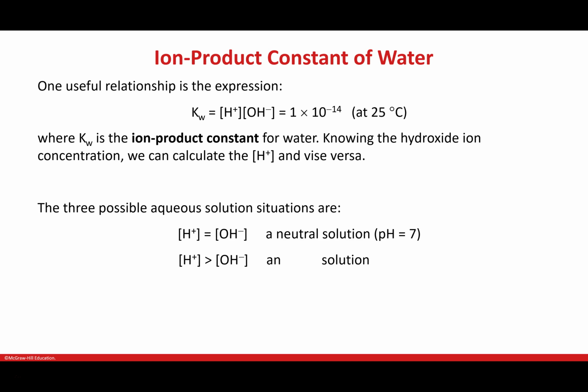It's acidic, yep. And so will your pH be greater than or less than 7? Less than. pH is less than 7, yep. Very good. So the third scenario is where your H plus is less than your OH minus, and you must have a basic solution, and your pH will be greater than 7. Three possibilities.